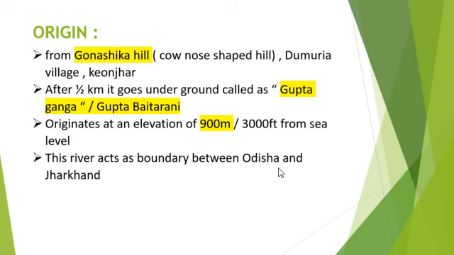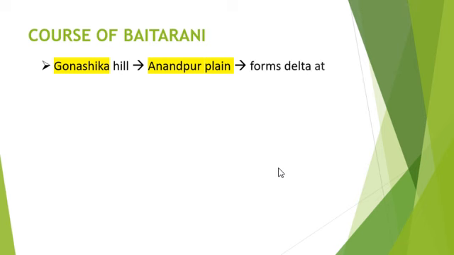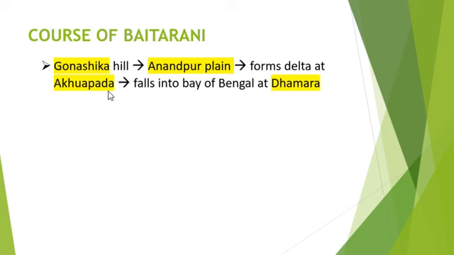So now go to the next fact, that is the course of Baitarini. As we know, Baitarini originates from the Gonasika hill. After its origin, it passes through the Anandpur plain. Then it forms a delta at Akhuapada with the Brahmani river. Then it falls into the Bay of Bengal at Dhamara. As it falls into the Bay of Bengal at Dhamara, Dhamara is called the mouth of Baitarini.